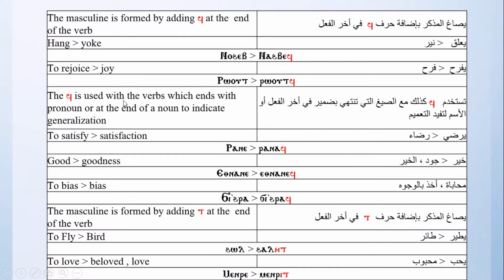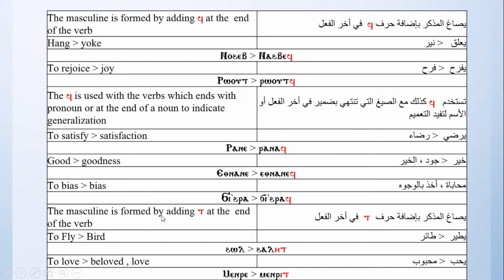The F is used with verbs at the end of the noun to indicate generalization. For example, rane means to satisfy, and ranaf means satisfaction. Isnane means good, and isnanef means goodness. Chiehra means to be biased or to bias, and chiehraf means bias.